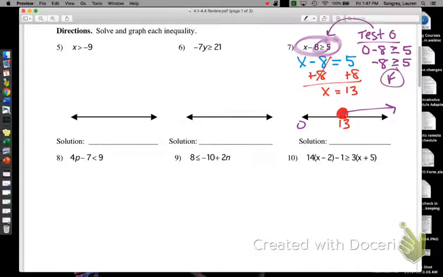Now, the very last step is to look at our graph. We put the variable first and then the number next. And this is shading to the right, which is all the numbers bigger than or equal to 13.